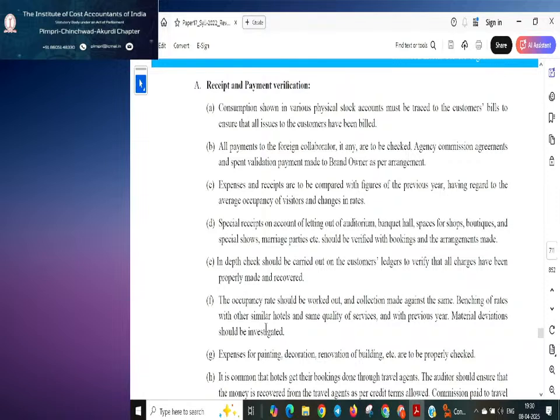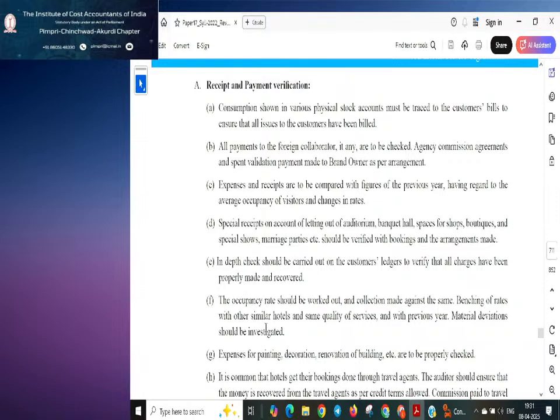Special receipts on account of letting out of the auditorium, banquet hall. They may have their own banquet halls which are used for any functions, let it be for birthday, wedding or anything else. Space for shops, exhibitions sometimes they host. Somehow they will try to utilize that period and generate revenue. Boutiques and special shows, marriage parties, etc. should be verified with the bookings and the arrangement made.